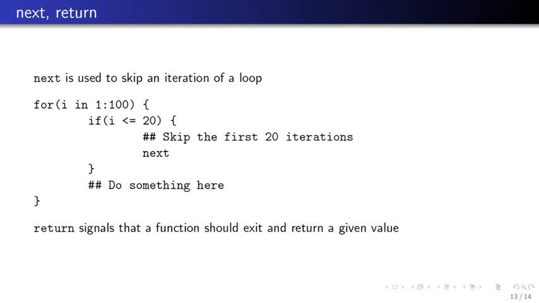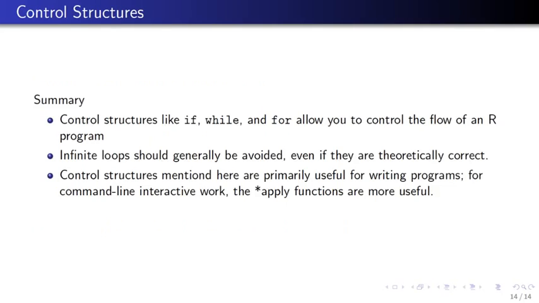So next is a way to skip an iteration in a loop, and of course break is a way to exit the loop entirely. The return function is another function that can be used to exit a loop, and it's primarily used to exit a function. So it'll exit the entire function and return a value that you pass it. We'll talk more about return when we talk about functions, but it's something that can interrupt the flow of a program too. So that's control structures for now.